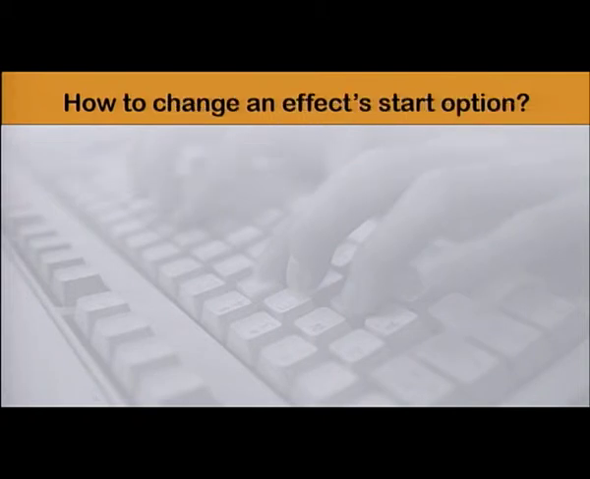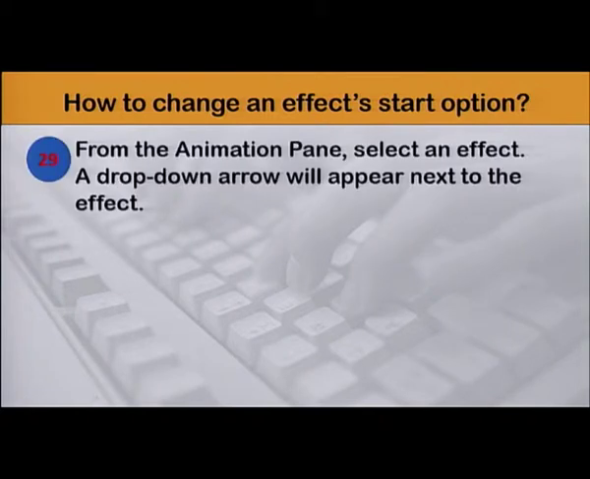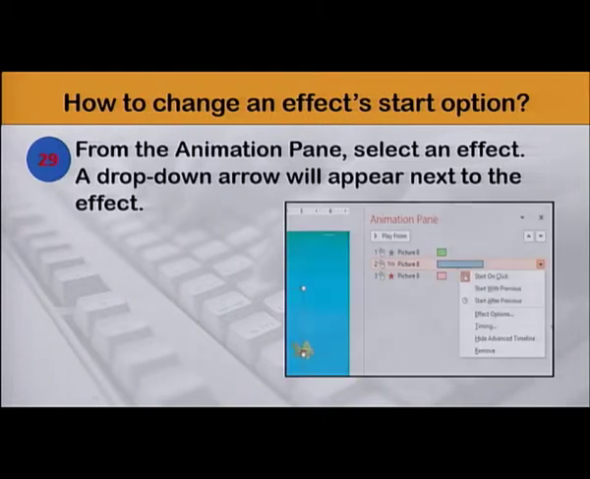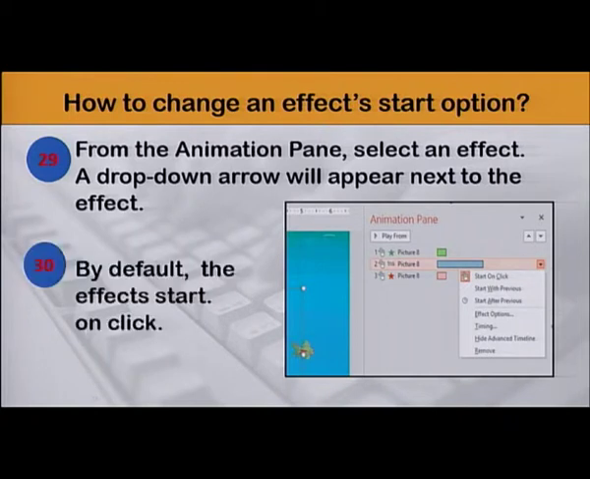Now, moving on to the Start options to play the animation. From the Animation pane, select an effect. A drop-down arrow will appear next to the effect. By default, an effect starts playing after the click of the mouse during a slideshow. But there are also Start with Previous and Start After Previous options. As there are three effects in this slide, each time we need to click to start each effect individually.